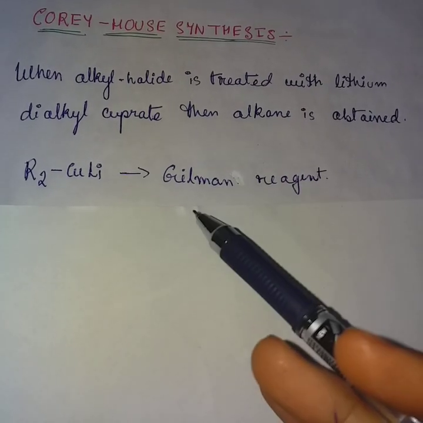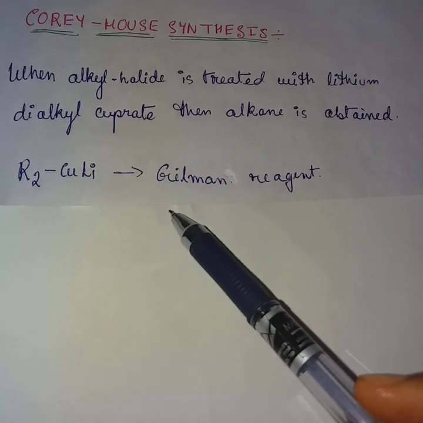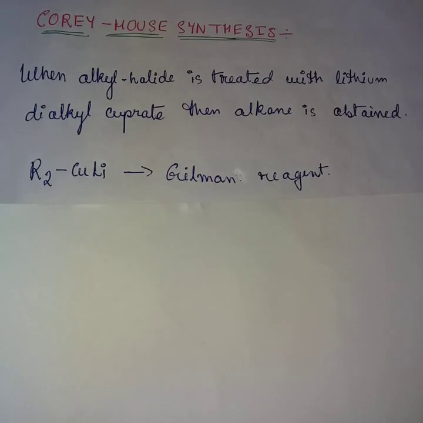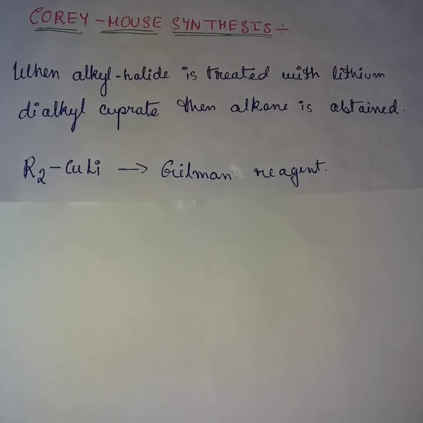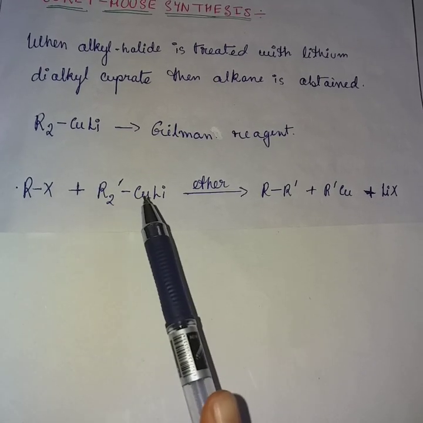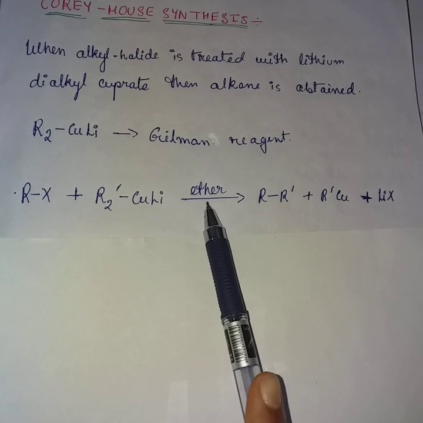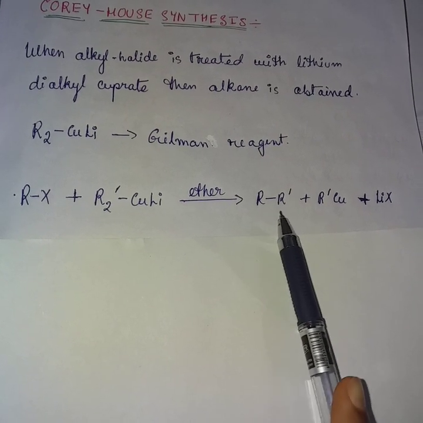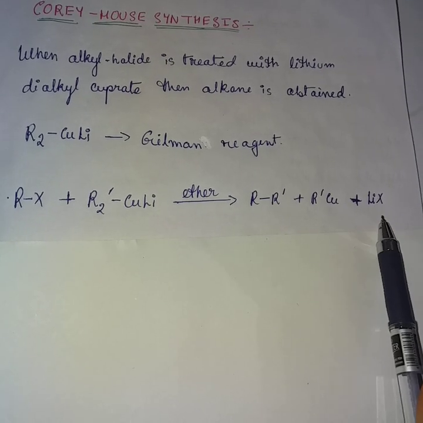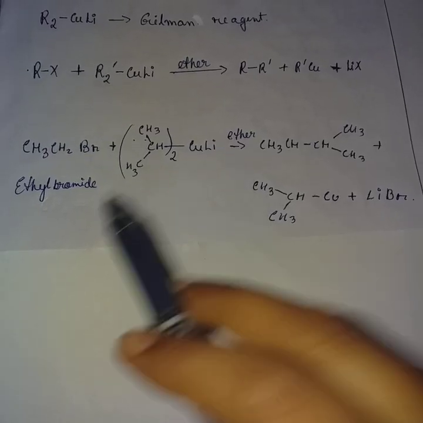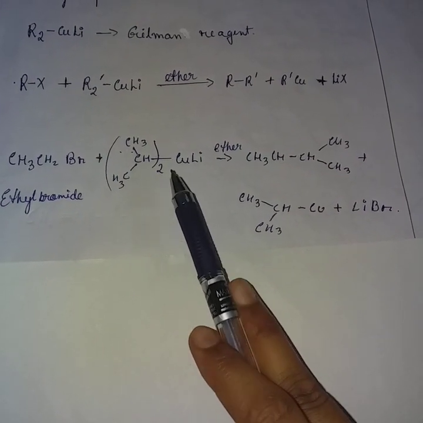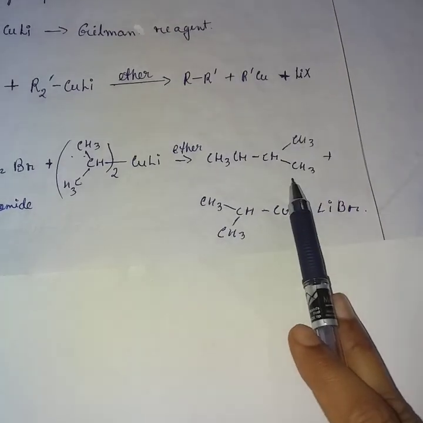This reaction will take place in the presence of ether, and this reagent, lithium dialkyl cuprate, is known as Gilman reagent. Take a look at the general reaction. Alkyl halide, when treated with Gilman reagent in presence of ether, we get an alkane. And these are the byproducts, R-Cu and LiX. Ethyl bromide on treatment with lithium diisopropyl cuprate will give this alkane as a product.